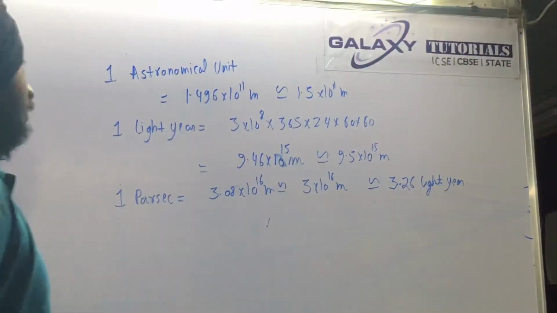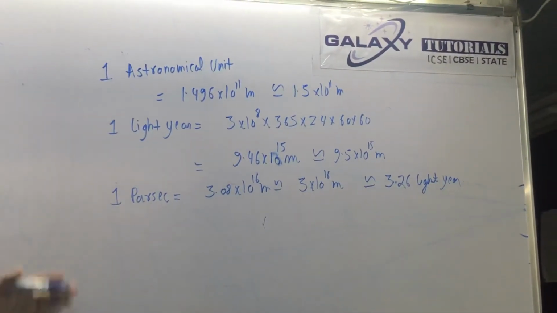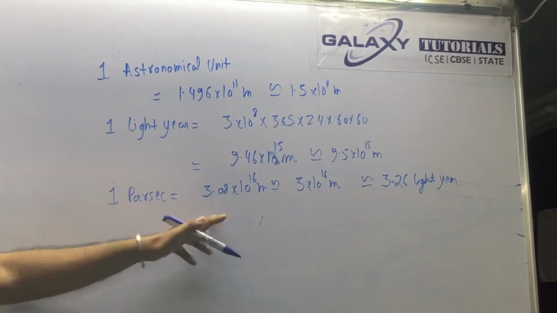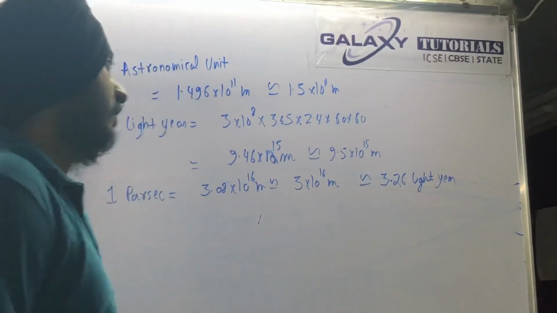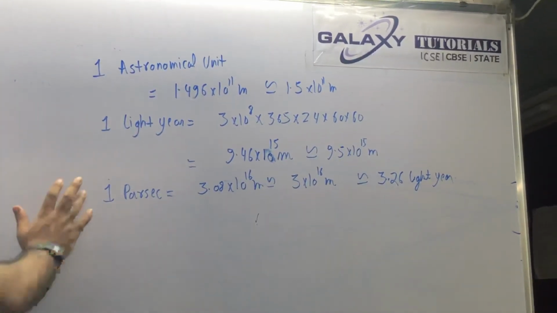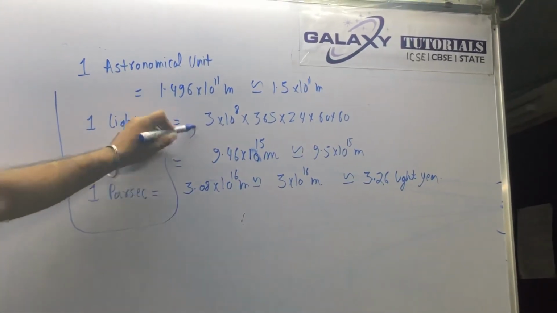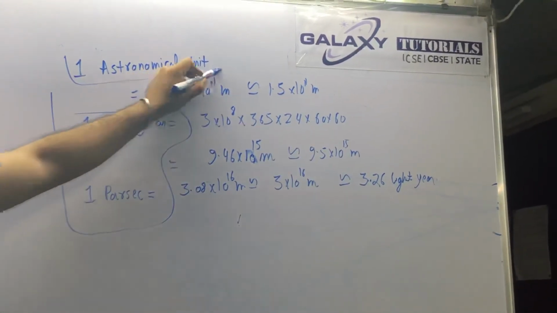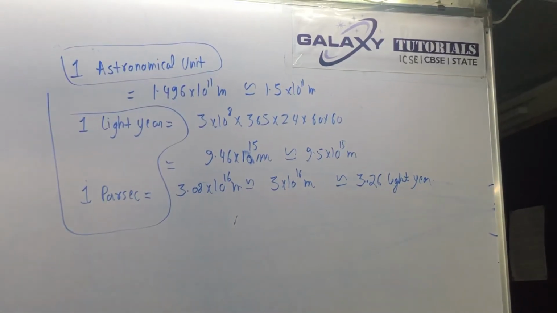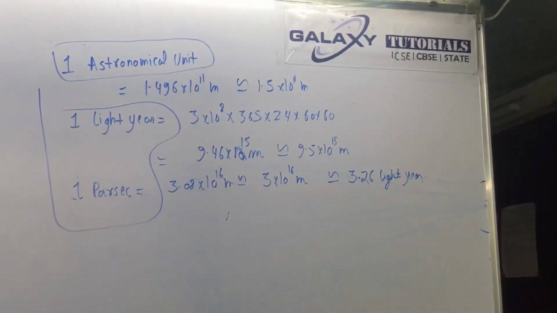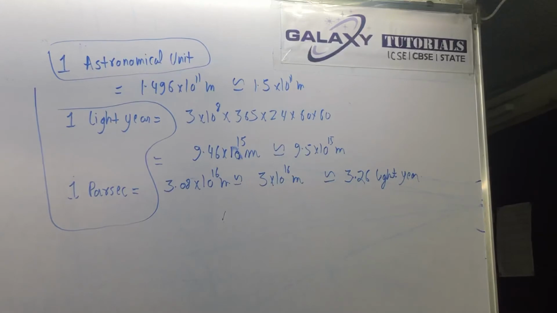Okay, so this is even bigger than light year. You see, parsec is 3.26 times light year. Basically these two are the most commonly used units. This unit is astronomical unit, which is basically used to measure distance in the solar system, and these two are used to measure distances between different galaxies and stars and all that.